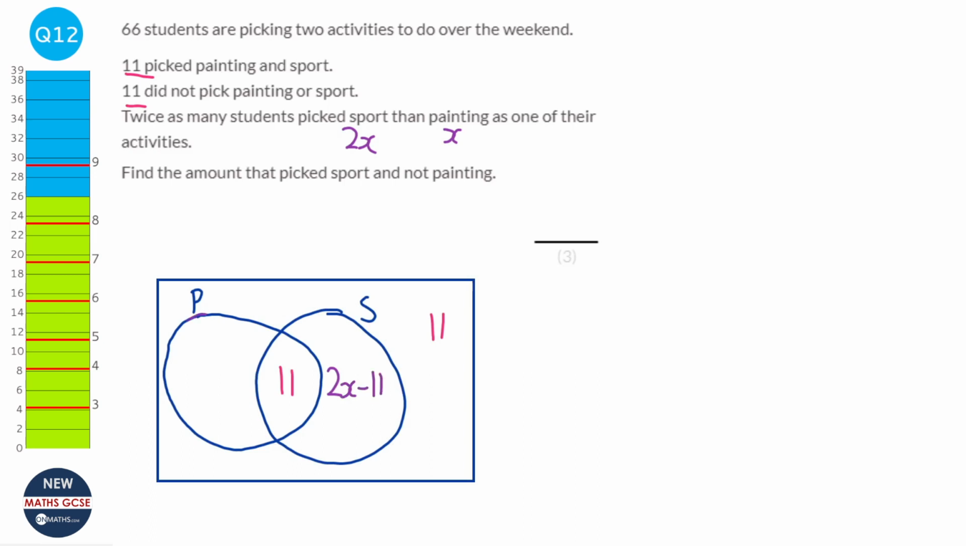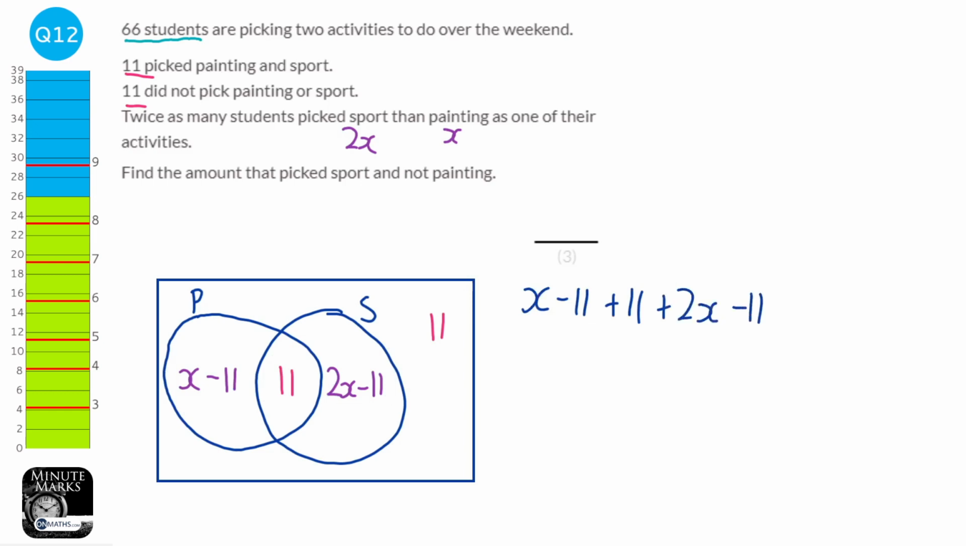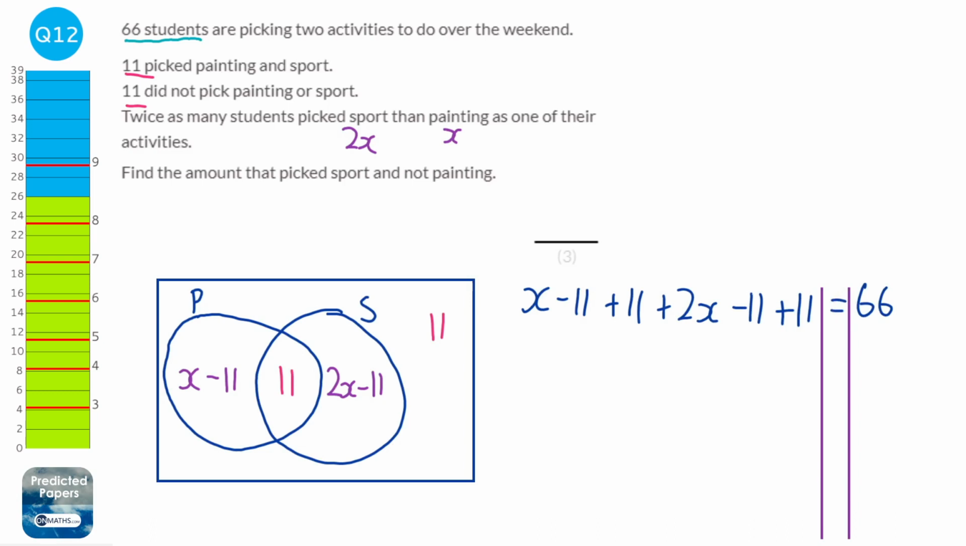And the painting is the same. We know the whole thing is x. So we're just going to take away the bit we know, which is the 11, and it will be x minus 11. Now we know that there are 66 students in total. So what we can do now is add up all of the parts of the Venn diagram and get it equal to 66. So x minus 11 plus 11 plus 2x minus 11 plus 11, and all of that will equal 66. This is going to be some solving.